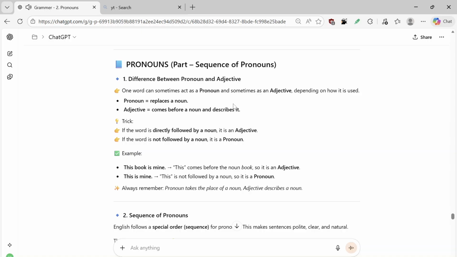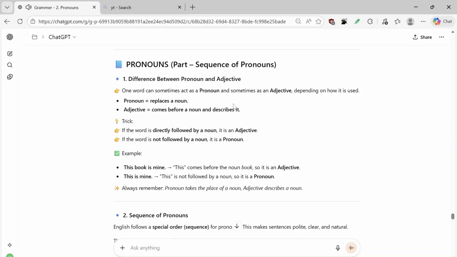Example: this book is mine. This comes before the noun book, so it is an adjective. This is mine. This is not followed by a noun, so it is a pronoun. Always remember, a pronoun takes the place of a noun. An adjective describes a noun.